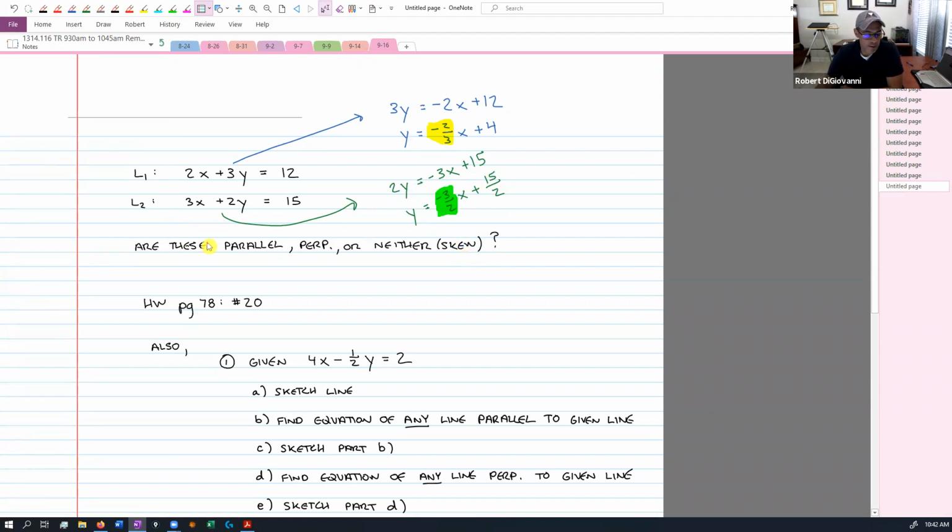So what can you tell me? Are these parallel, perpendicular, or neither? Neither. See, these aren't the same numbers, so it's not parallel. And they are not opposite reciprocals. They're reciprocals, but they're not opposite, right? We would have needed this one right here to be positive 3/2 for us to say that they're perpendicular. So in this case, neither would be the answer.